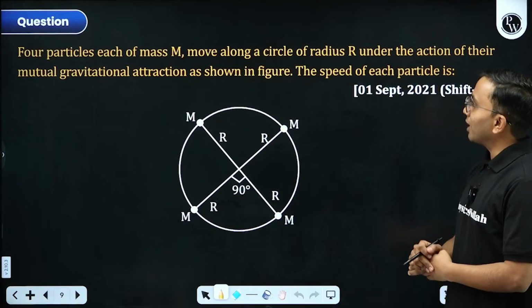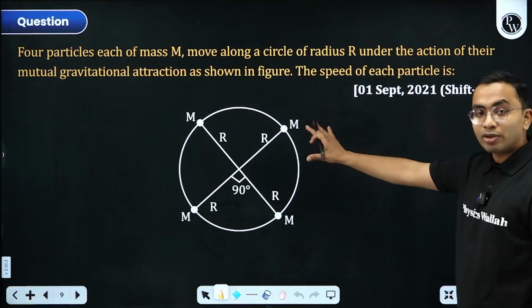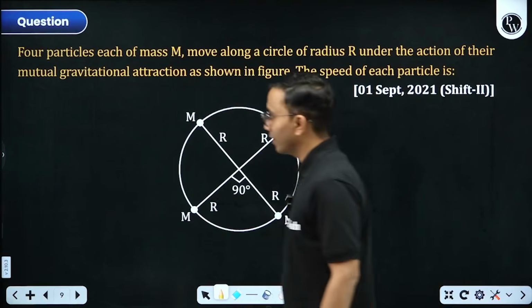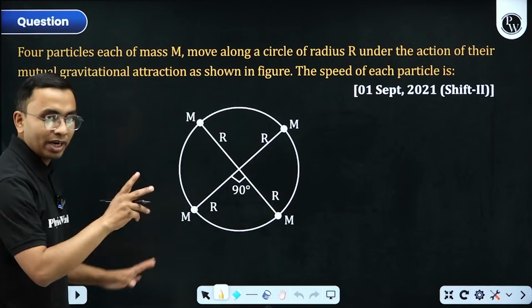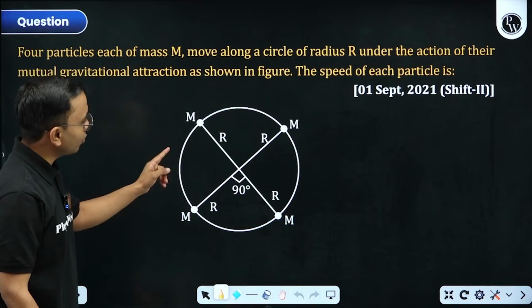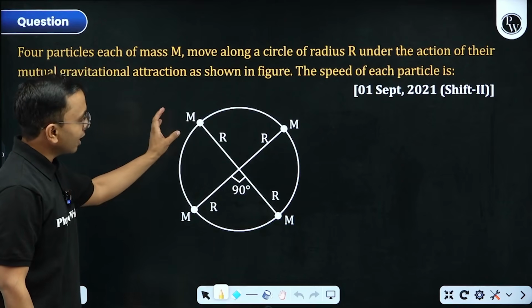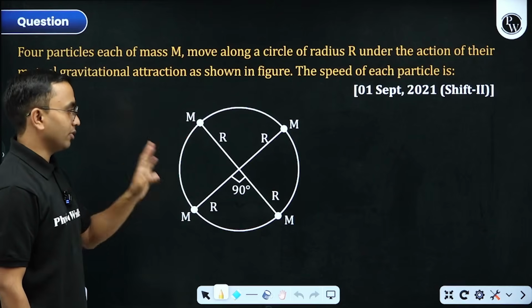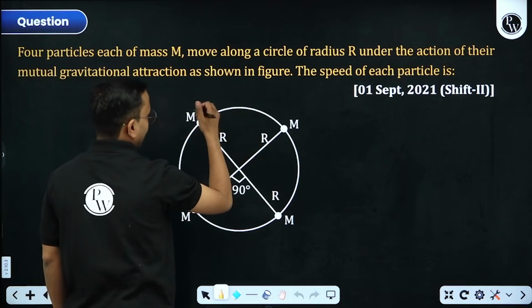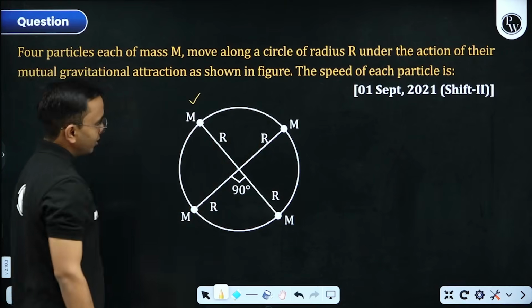Okay, so 4 masses here we are having, moving in a circle. This particular question is 4 times asked in mains. Again we are discussing this, the speed of each particle. So one of the particles we will analyze. I'll find the total force on one of the particles and that force I'll put as my mass into the centripetal acceleration. Okay, so let us take, I'm finding force on this particular mass.